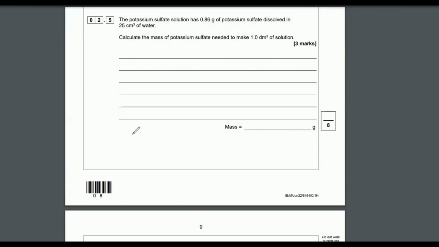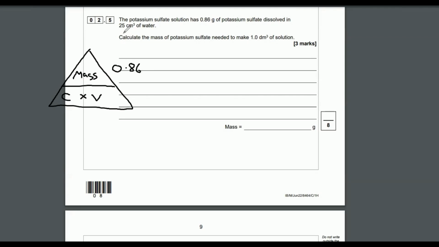This has come up in about 6 of the last 7 C1 papers, and you need to know this equation off by heart. Unlike physics, you will not be given this equation in some sort of equation sheet. You need to know mass over concentration times volume. You need to know this for combined chemistry. Very important, comes up a lot. So if I know what the mass is, and my mass is 0.86, that's my mass.